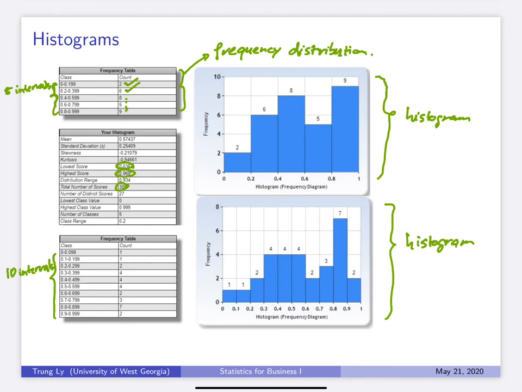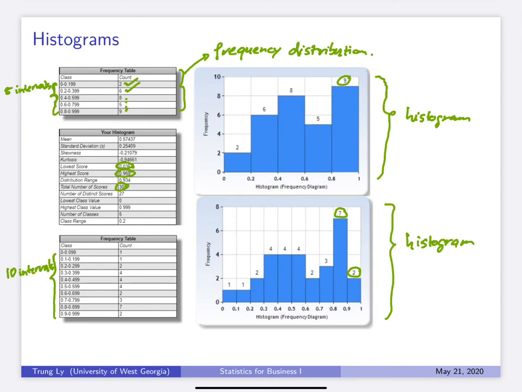For example, from the first histogram, we know that 9 observations are between 0.8 and 0.999. But the second histogram tells us that 7 of those observations are between 0.8 and 0.899, and only 2 are in the interval from 0.9 to 0.999. So having more intervals gives us a better idea of how the data points are distributed.